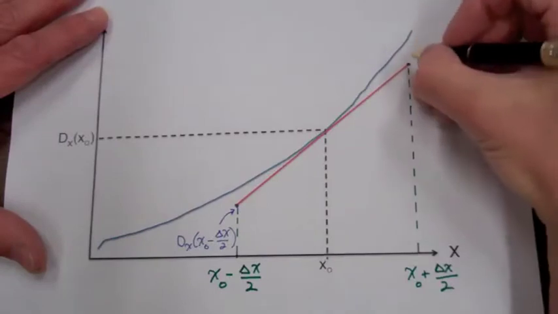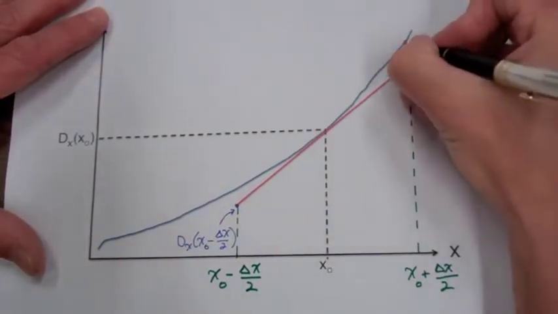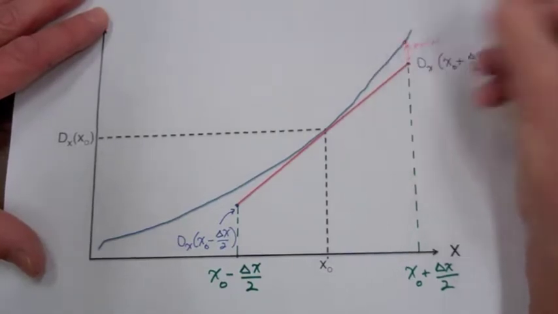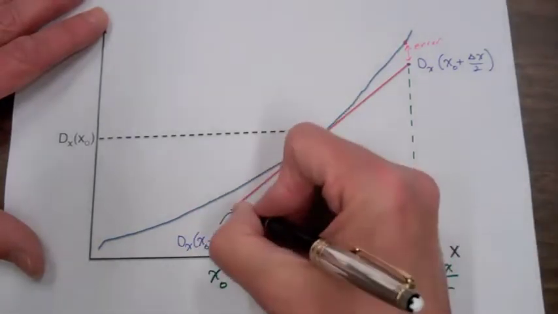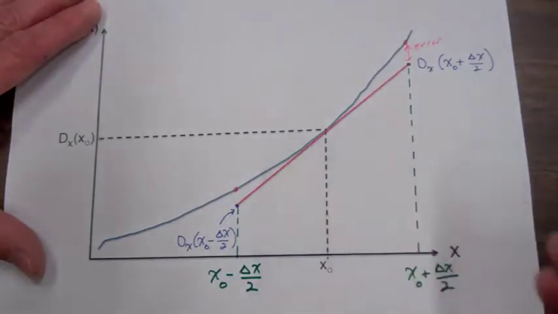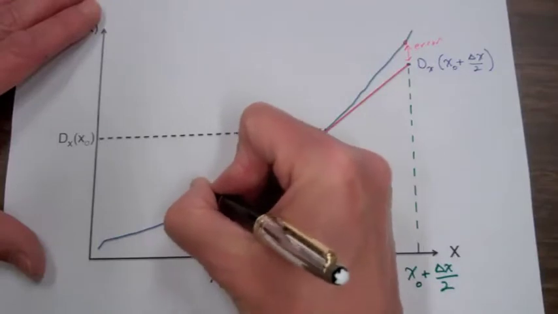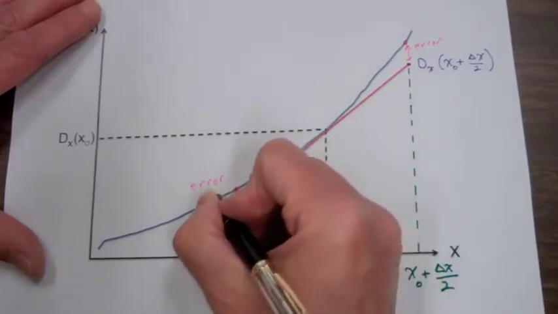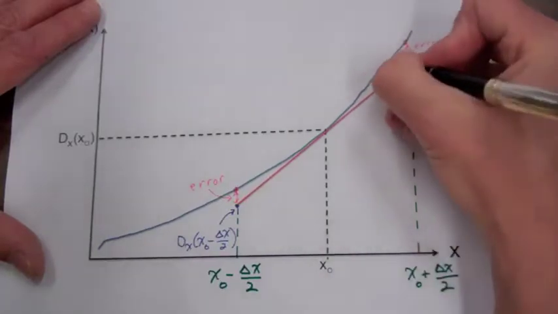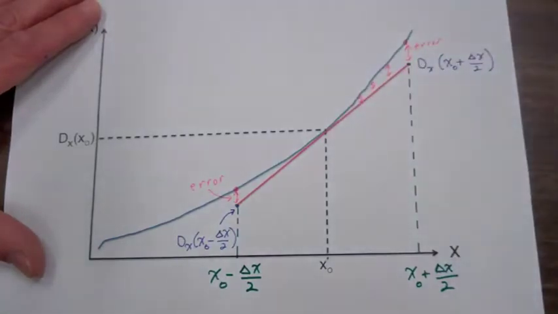The actual value of D sub x on the front face is right here. So this distance here will represent the amount of error in our estimate on the front face. And on the back face, this is the actual value of D sub x on the back face. So this distance will represent the error in our estimate on the back face. Of course, as delta x gets smaller and smaller, our error also gets smaller and smaller.